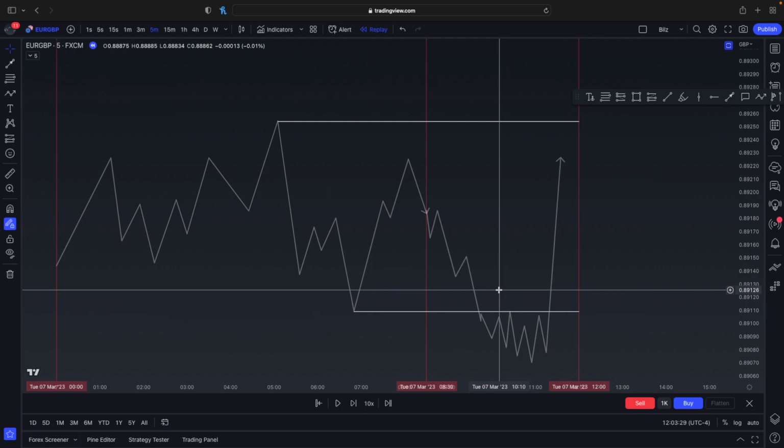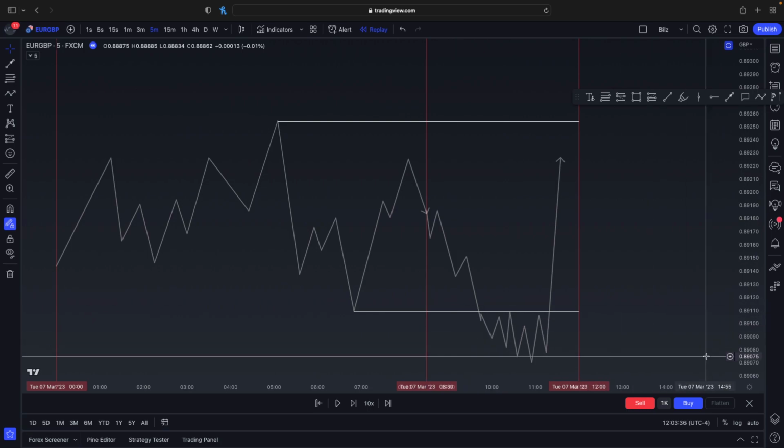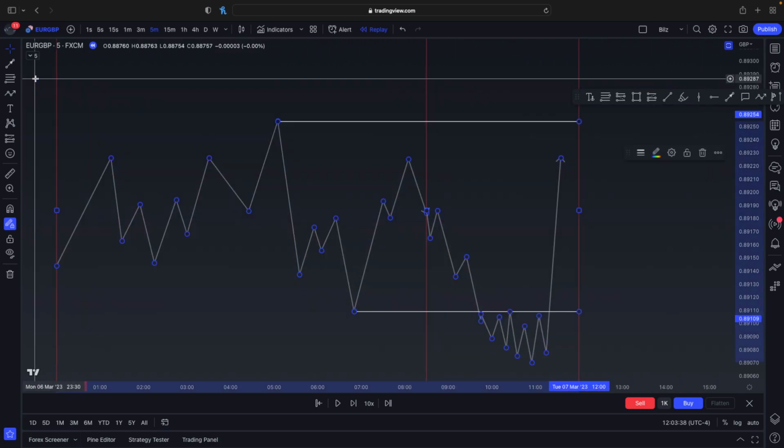So what this strategy is also called is the Judas swing. You've probably heard this before, but this is the Judas swing ICT trading strategy, and yeah, it works extremely well. So now let's get into the chart examples.